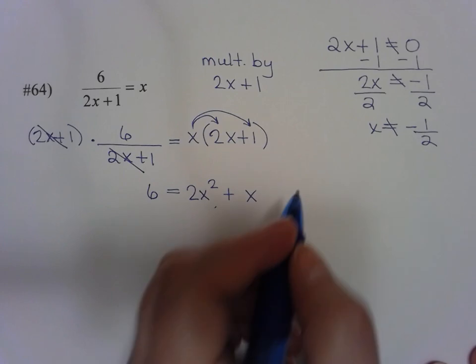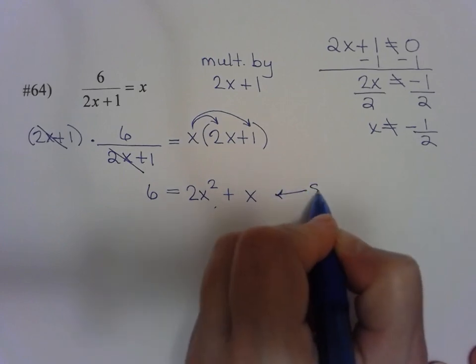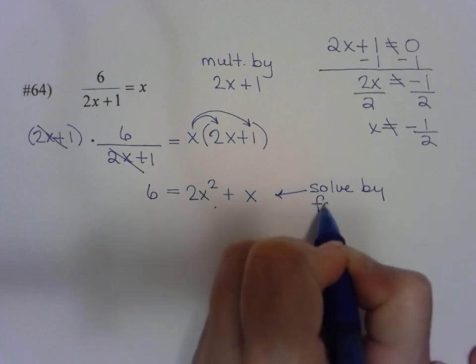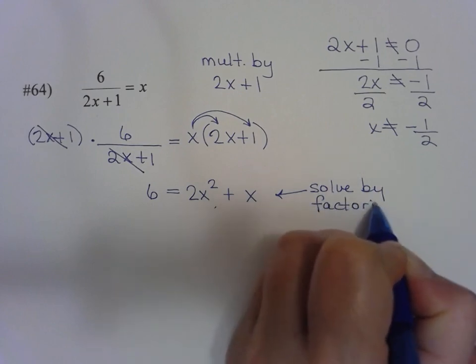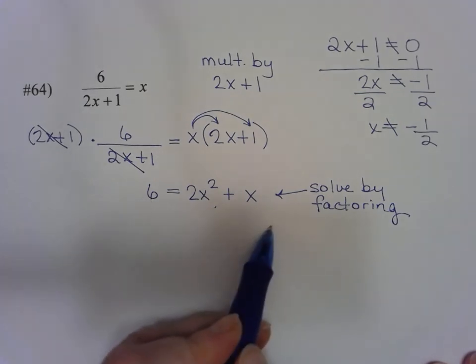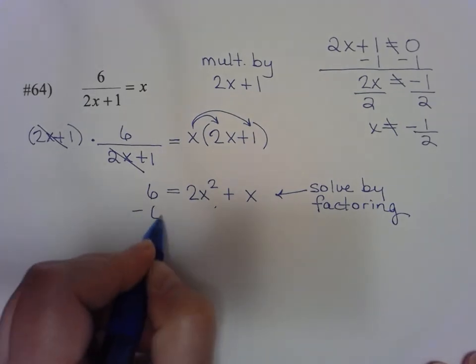So to solve by factoring, I need to get 0 on one side first. So to do that, I'm going to subtract this 6 over to the right-hand side.